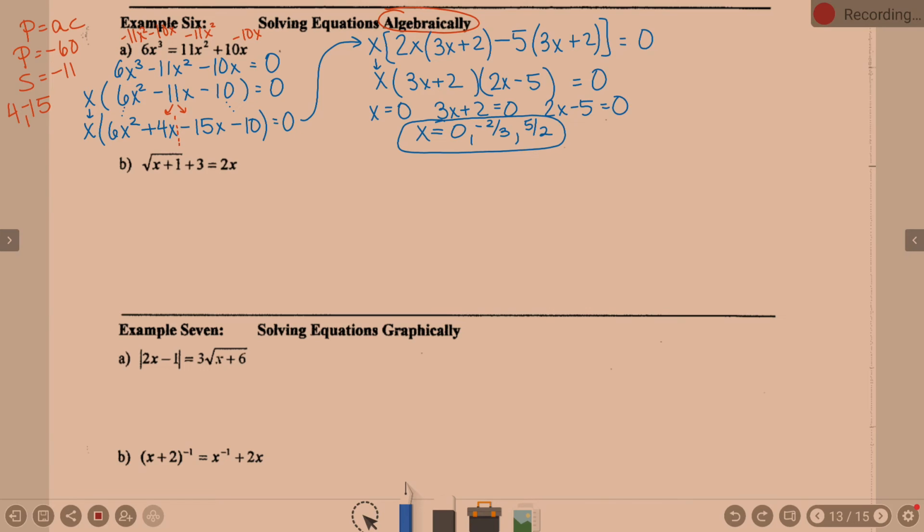If I say it's logical that we have 3 answers, why is it logical we have 3 solutions here? Because we have 3 x's. Yeah, this is x cubed, wasn't it? When your highest power is x cubed, there can be up to 3 real solutions. Okay, so we have 3 real solutions here. Okay, B. B has a radical. We gotta change our game now.